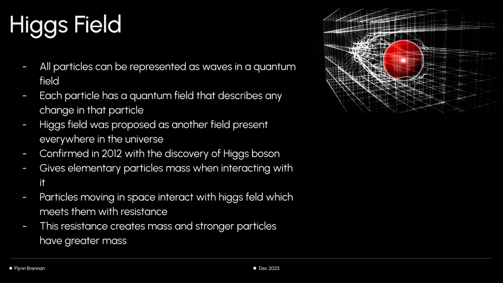So the Higgs boson is said to give elementary particles mass when interacting with it, and particles don't actually have mass. So particles moving in space interact with the Higgs field, and the Higgs field meets them with resistance, and this resistance creates mass, and therefore stronger particles have greater mass.